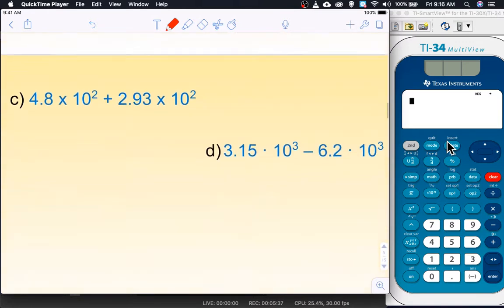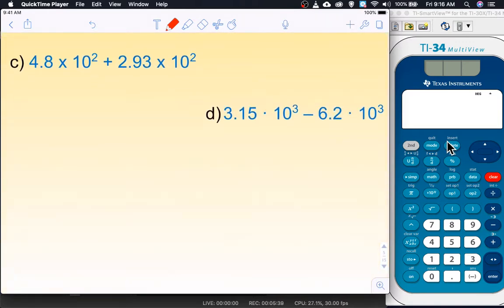Here are 2 for you to try. So go ahead and pause the video, try these 2 on your own. When you're ready to continue, hit play, and we will go through them together.